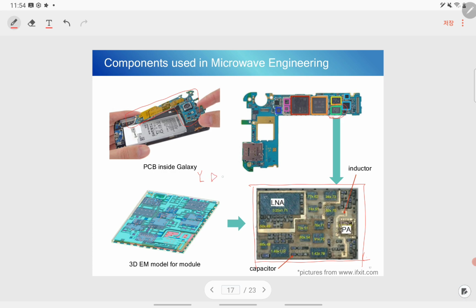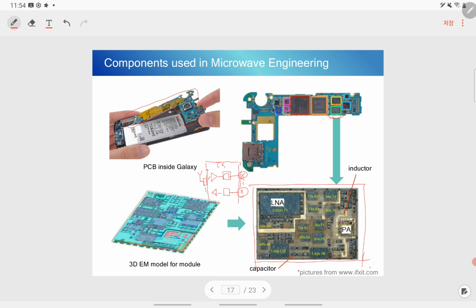So we have amplifier, filter, switch, amplifier, filter, and mixer. This is for TX and RX. We have LNA or filter. So the filter can be here or there, depending on the application. So we basically have filter and amplifier, right? So this kind of block diagram.